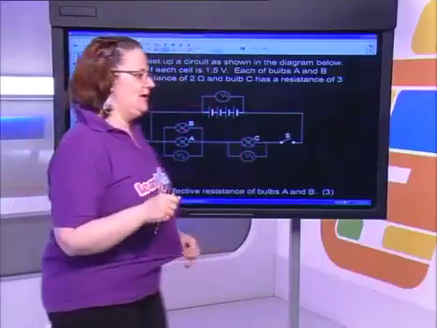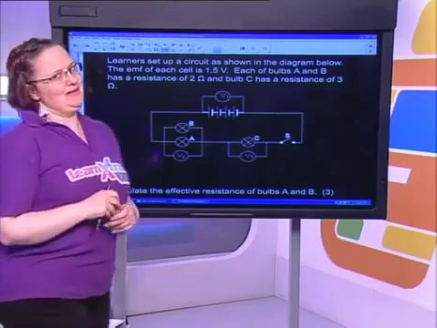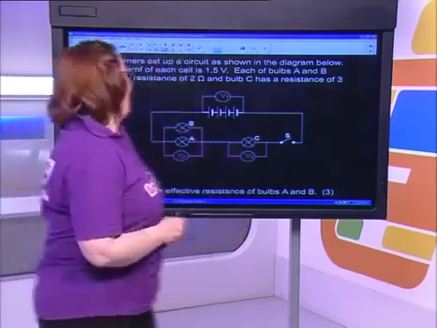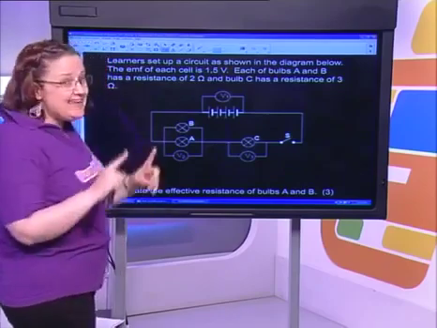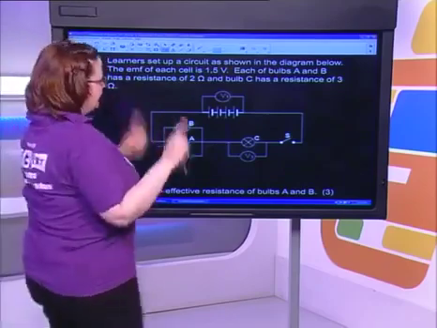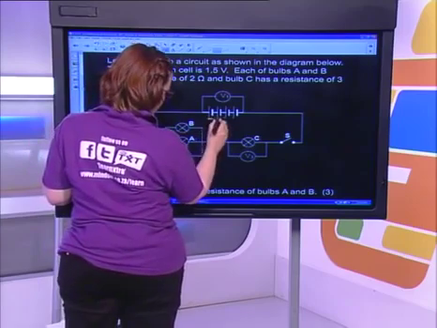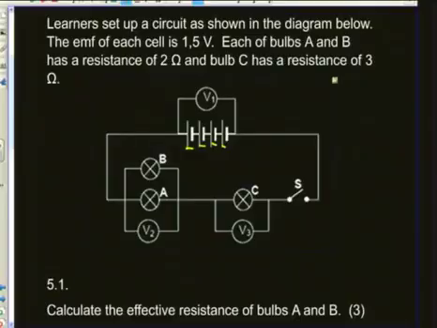I've said this before. Anyway, so on to electricity, our favorite section. Okay, let's set up a circuit as shown in the diagram below. The EMF of each cell is 1.5 volts. So we've got 1, 2, 3, 4 cells. So the EMF is actually 4 times 1.5. That makes 6 volts. Okay?